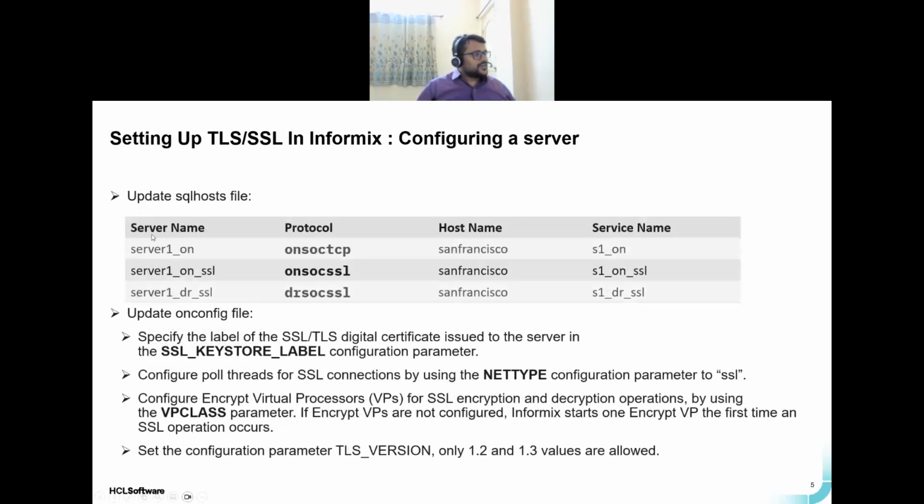And after creating the key store, we have to update the SQL host file. In the SQL host file, we have to mention onsocssl. If we mention onsocssl, the connections coming to the server will use the SSL or TLS connection. And drsocssl is used for the DRDA connections, and onsocssl is used for the SQLI connections.